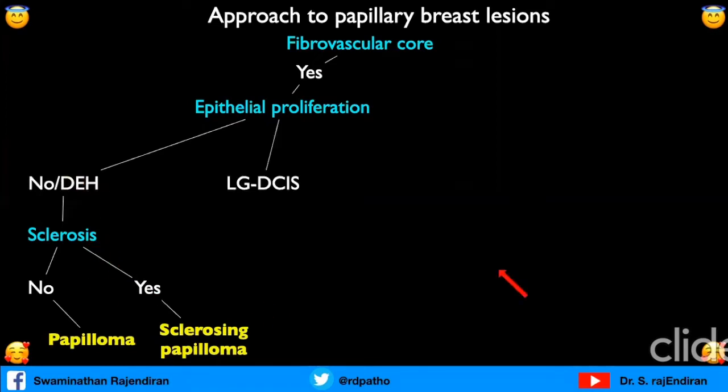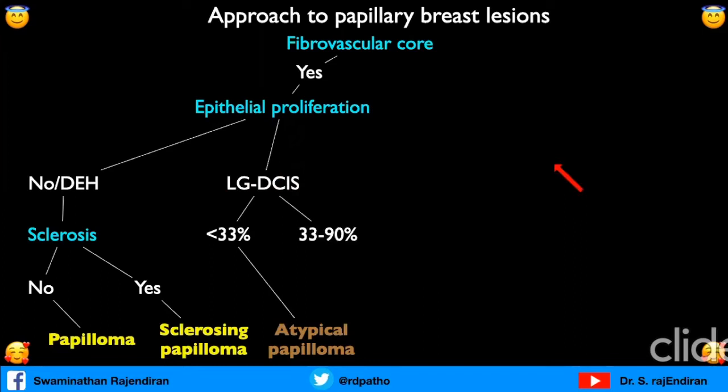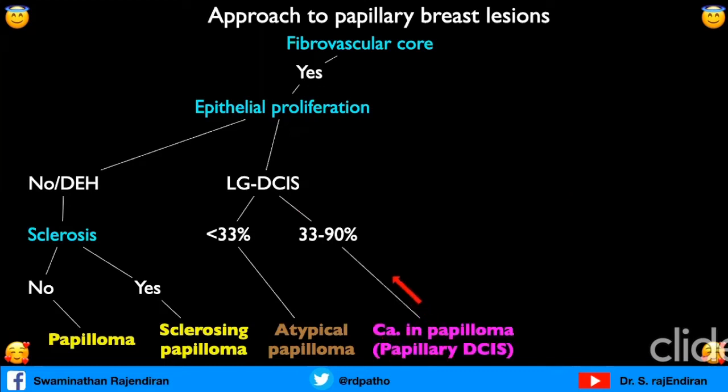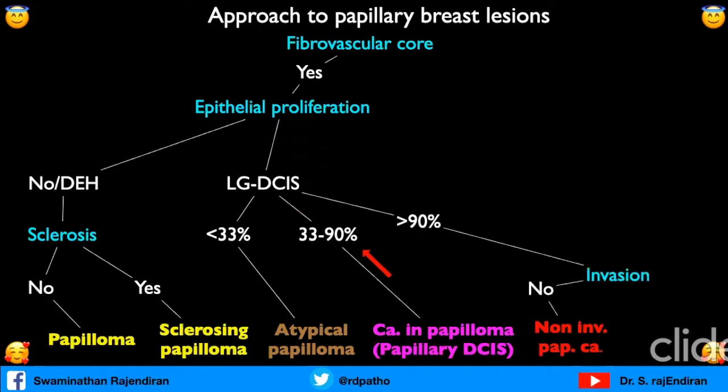Now you come to epithelial cell proliferation that looks like low grade DCIS. Then you see how much of the papilloma is showing that area. Low grade DCIS means no myoepithelial cells present in that area. If it is less than 1/3, then it is atypical papilloma. When the DCIS is there and it is occupying 1/3 to 90%, then it is carcinoma in papilloma or DCIS in papilloma. And when it is more than 90%, look for invasion, and when there is no invasion, it is non-invasive papillary carcinoma. When the invasion is present, it is invasive papillary carcinoma. That is for low-grade DCIS.